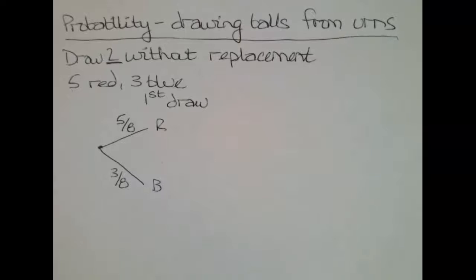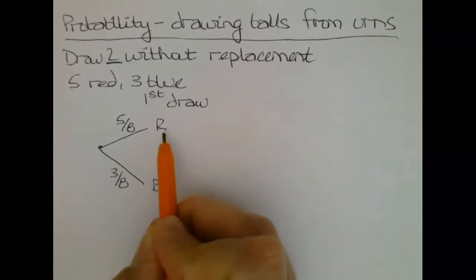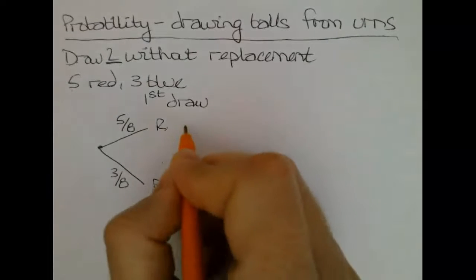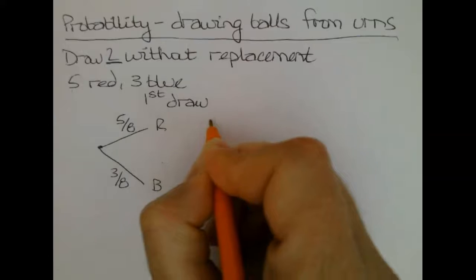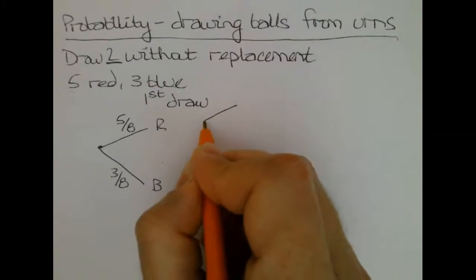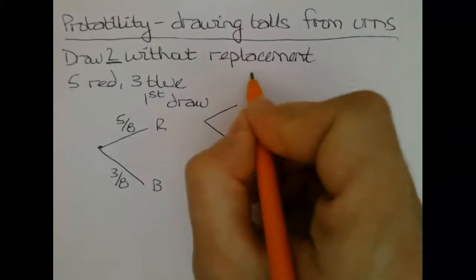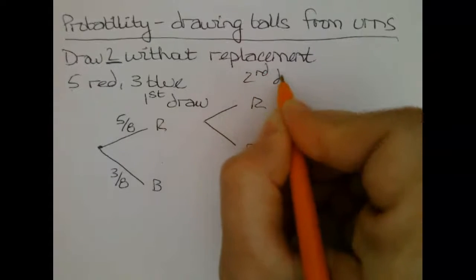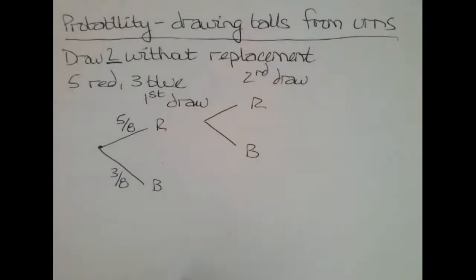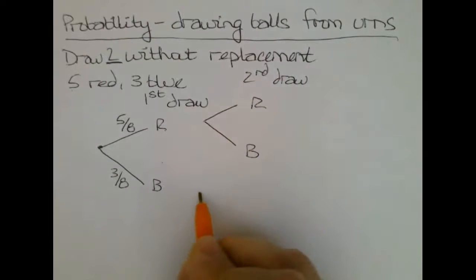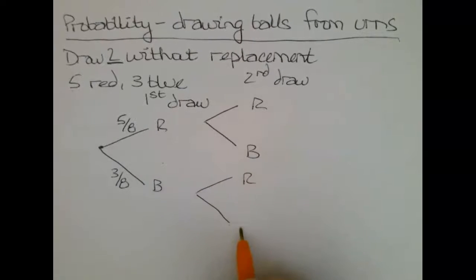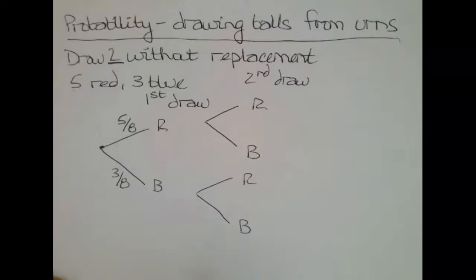Now I'm going to make the second draw. If I got a red one the first time, on the second draw, I could get either a red one or a blue one. So here's my second draw. If I got a blue one the first time, on the second draw, I could get either a red one or a blue one.